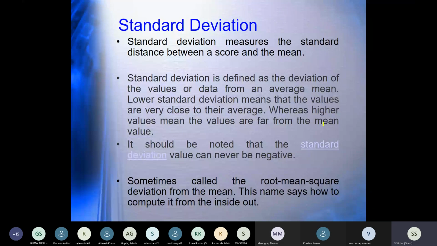And as I told you, because this involves a square in the formula of standard deviation, it cannot be negative. It is sometimes called the root mean square deviation from the mean. This name says how to compute it from the inside out. That also gives some idea.